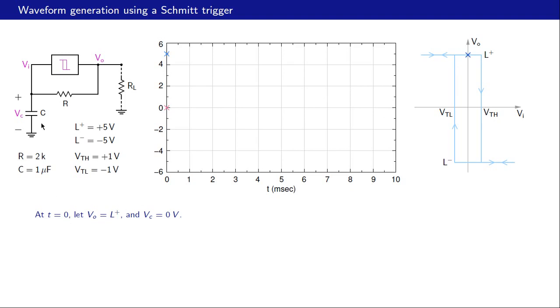What happens now? This input current is 0. This VO is plus 5 volts. Capacitor voltage is 0. So the capacitor is going to start charging towards VO, that is plus 5 volts. And the time constant of course is R times C. There is only one R here, and that is 2K times 1 micro or 2 milliseconds. Note the scale here. This entire period is 10 milliseconds.